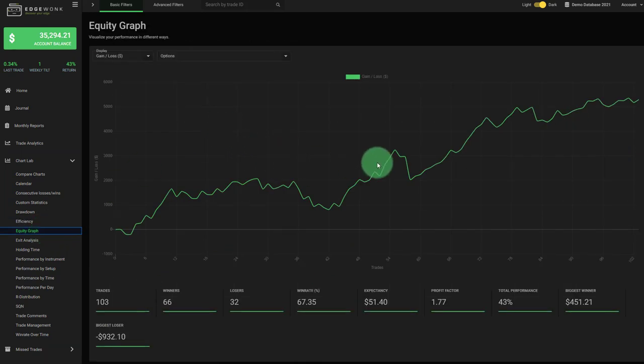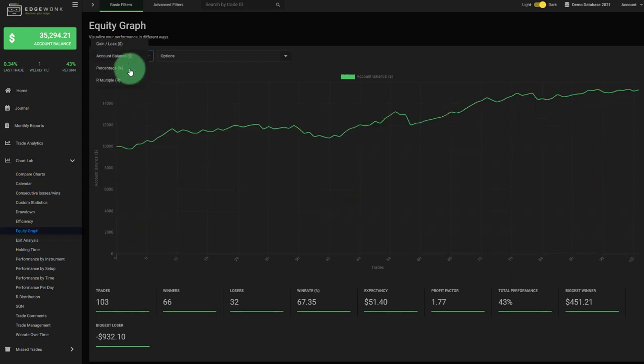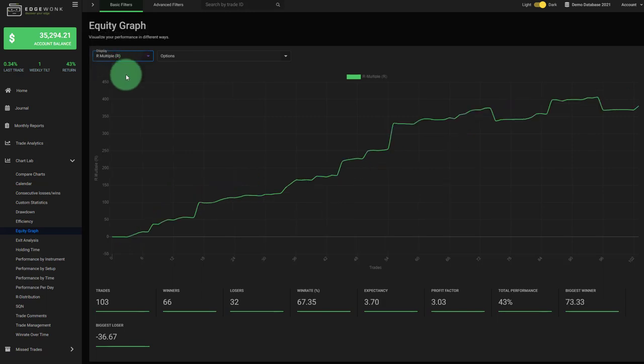The equity graph is next, and you can see the drawdown graph already gave it away. We are trading close to the current all-time high, which is good. You can choose between displaying the equity graph in terms of dollars, in account balance, percentage return, or the R multiple as well. You have a few options here which are very interesting.